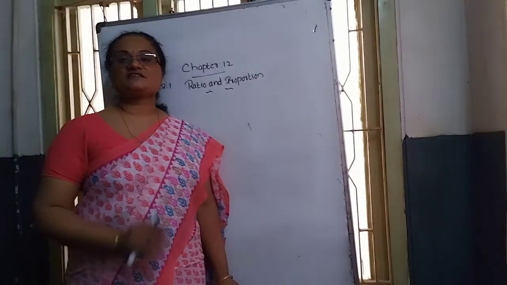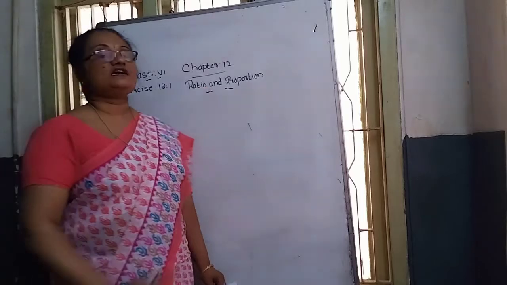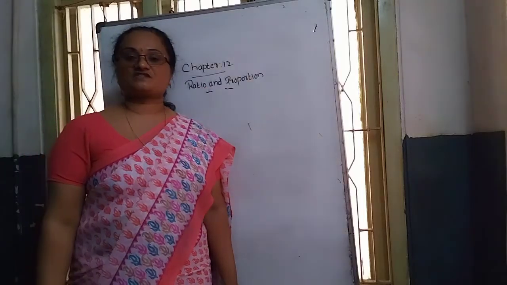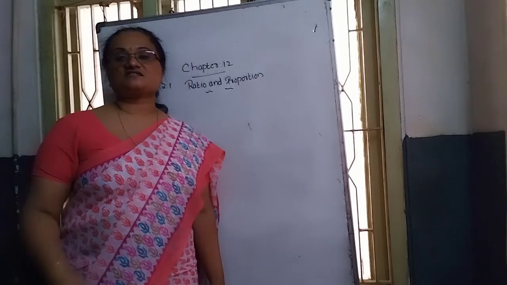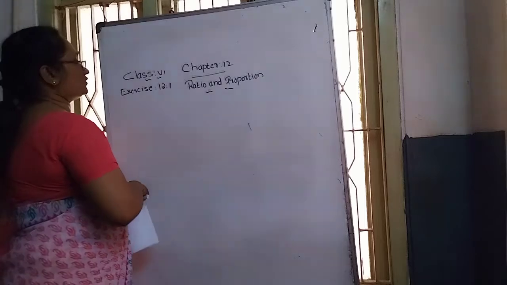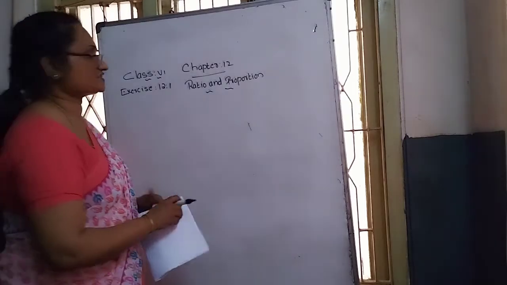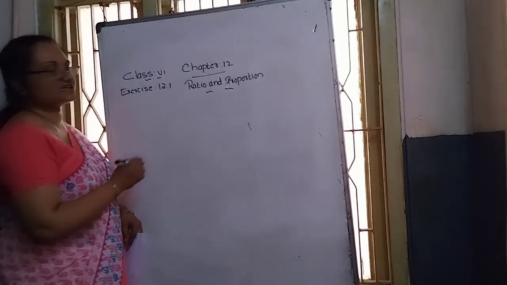Hi students, now we are going to discuss chapter 12, ratios and proportions. We already started the first exercise, and now we continue with the remaining questions. Exercise 12.1, find the ratio. How do we denote a ratio? Two dots denote a ratio.